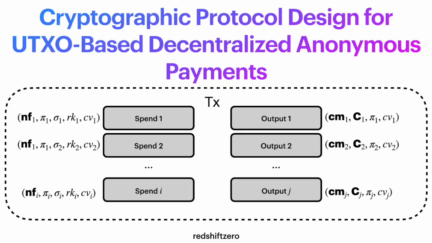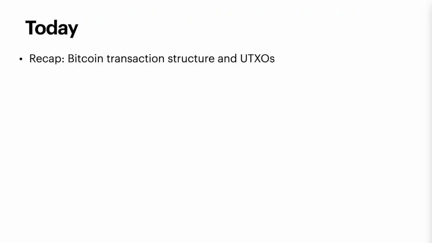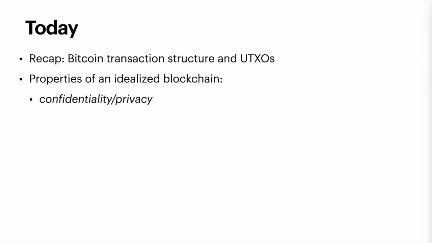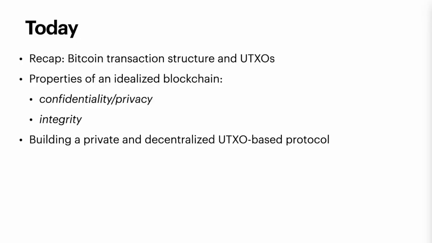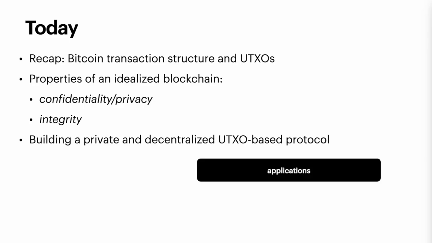We're going to talk about building fully decentralized anonymous payment schemes for Bitcoin-shaped protocols. First, we're going to go over the Bitcoin transaction structure and what a UTXO even is. We're going to talk about the properties we would want of an idealized blockchain, both in terms of confidentiality and privacy, as well as integrity. And then we're going to put everything together and build a private and decentralized UTXO-based protocol.